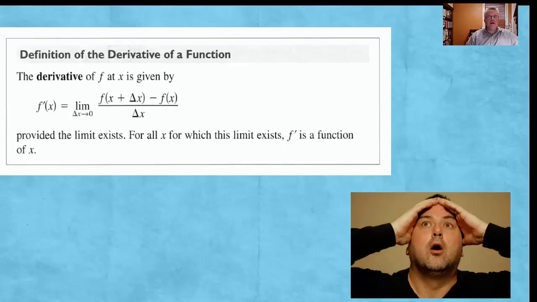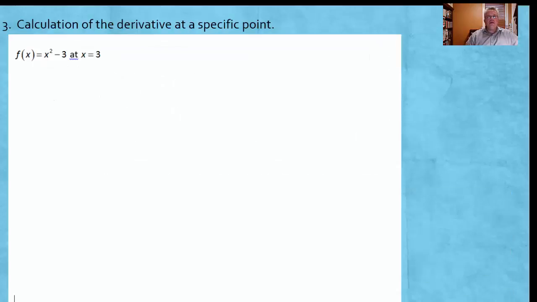All right, well, let's try this. First, I'm going to kind of go back and forth. I'm going to find the derivative at a specific point, and that's a little bit easier. Then I'm going to go back and find a general formula for it. So here, calculation of a derivative at a specific point. We want to find the derivative of f of x equals x squared minus 3 at x equals 3. Well, we kind of already know the answer. This is the one I did the demonstration with. The answer is 6. But let's show how to use the limit to find it.